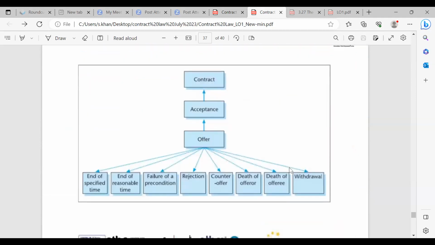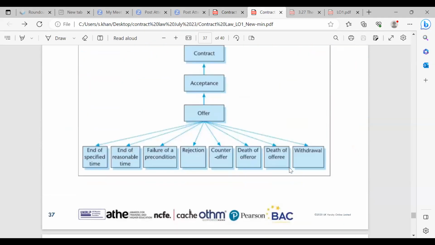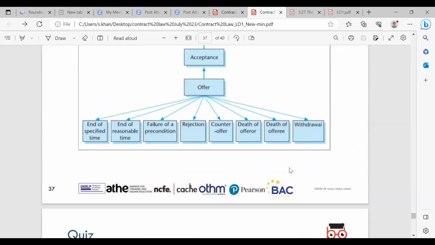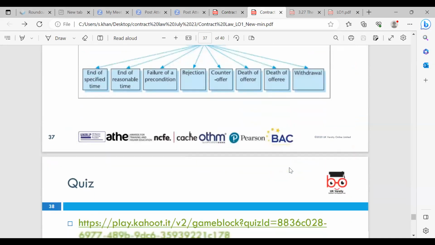So for the contract there: acceptance, offer, then you've got end of specified time, end of reasonable time, failure of pre-condition, rejection, counter offer, death of offeror, death of offeree, and withdrawal.